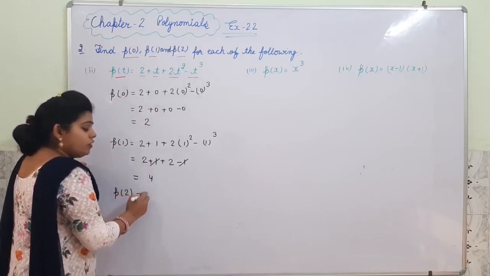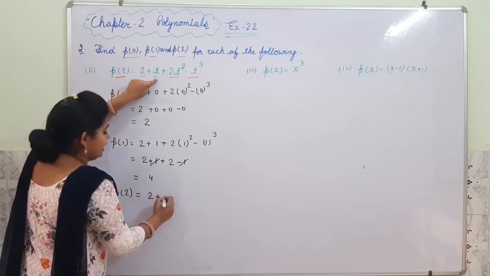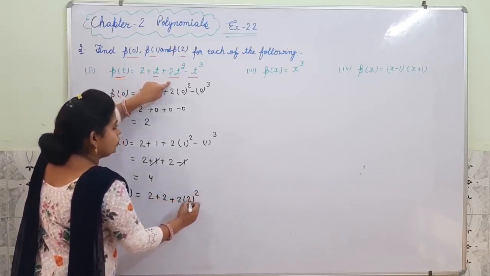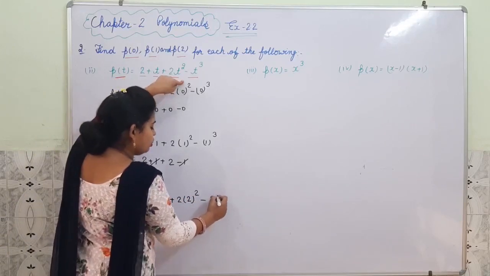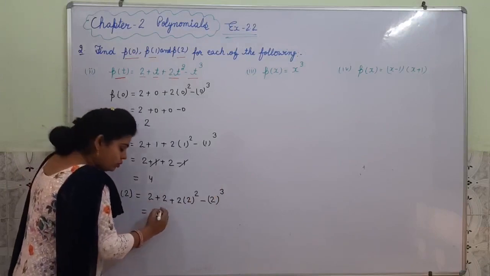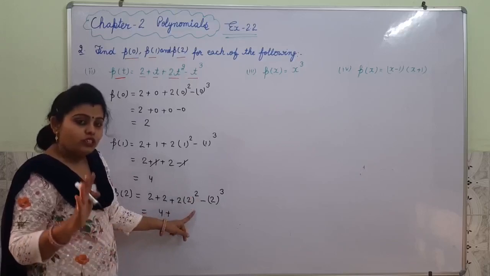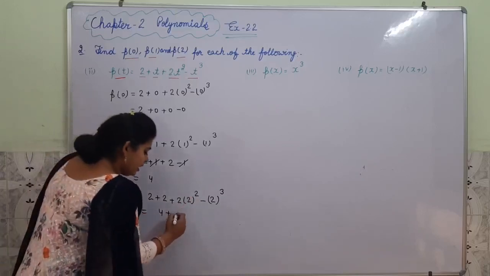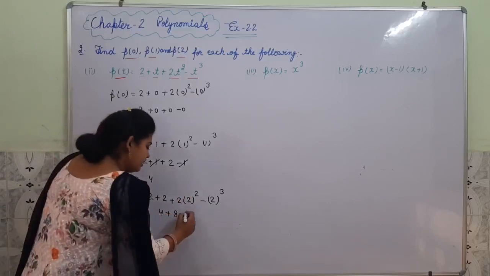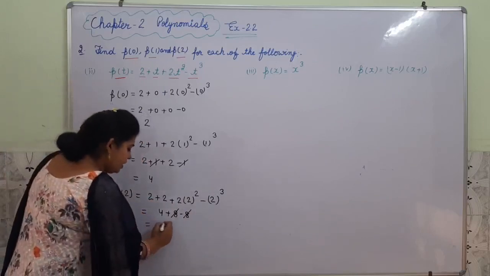P of 2 means we will replace variable t by 2. 2 plus t means 2 plus 2, 2t square means 2 into 2 square, minus 2 cube. 2 plus 2 is 4, plus 2 into 2 square. Square of 2 is 4. 2 fours are 8, minus 2 cube. Cube of 2 is 8. Now plus 8 minus 8 will cancel each other, but 4 will be left.